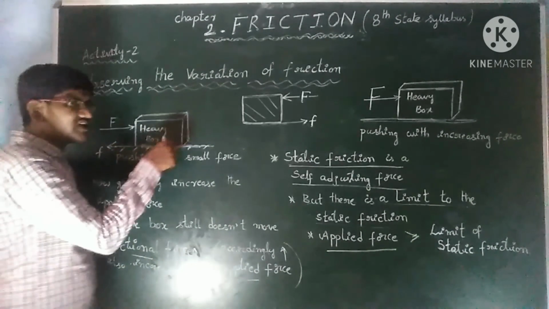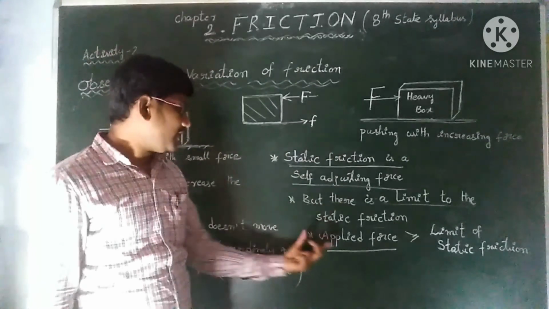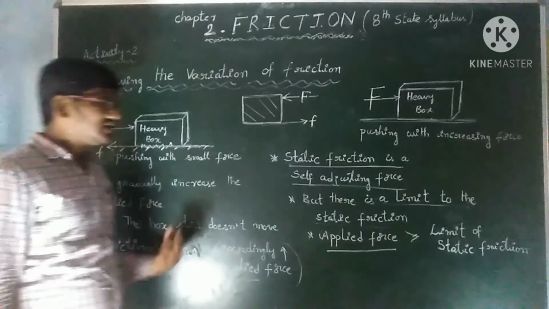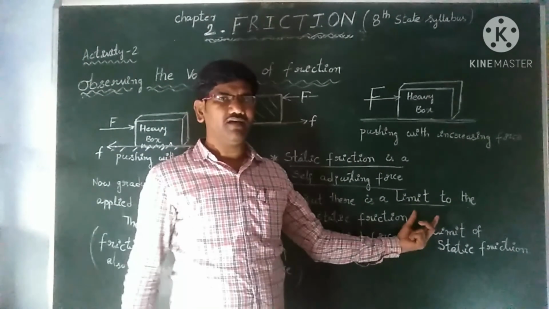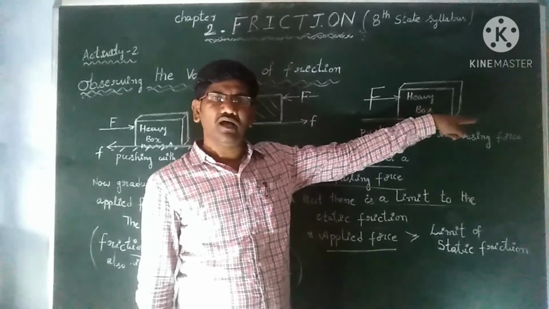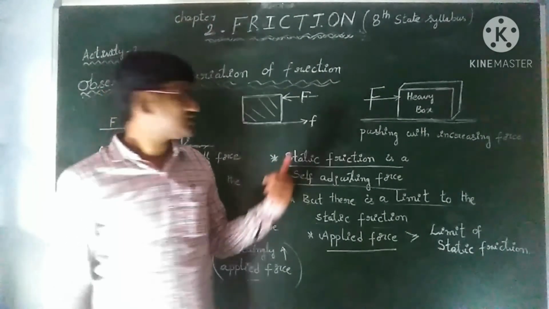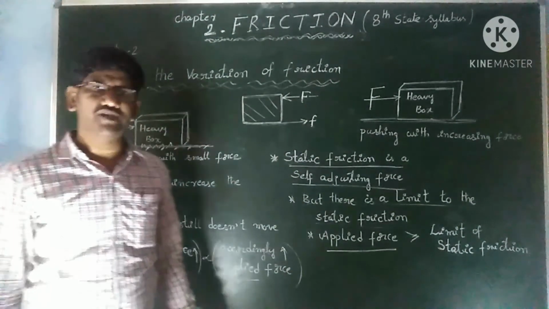At that stage, it is ready to move. It has just begun to move. When our applied force is 120 Newtons, but for these surfaces friction can develop up to 100 Newtons only, beyond that it cannot develop. So definitely the heavy box or block comes into motion. This is observing the variation of friction.